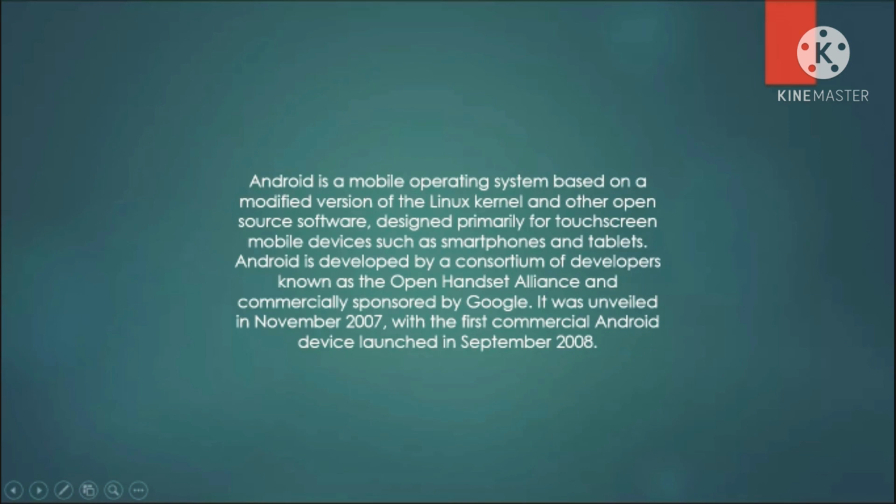Android is a mobile operating system based on a modified version of the Linux kernel and other open source software, designed primarily for touchscreen mobile devices such as smartphones and tablets. Android is developed by a consortium of developers known as the Open Handset Alliance, commercially sponsored by Google. It was unveiled in November 2007, with the first commercial Android device launched in September 2008.